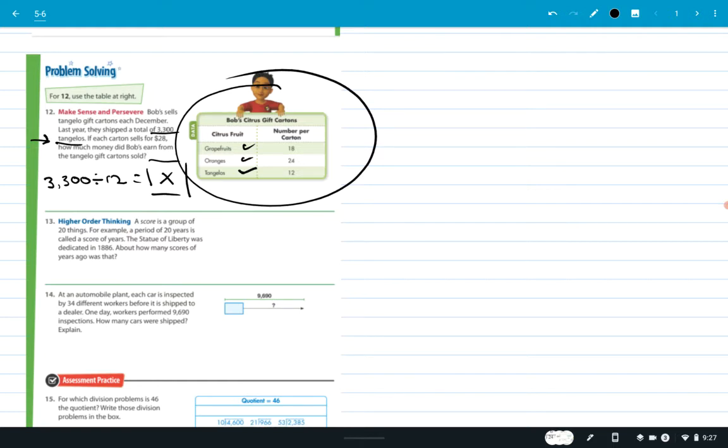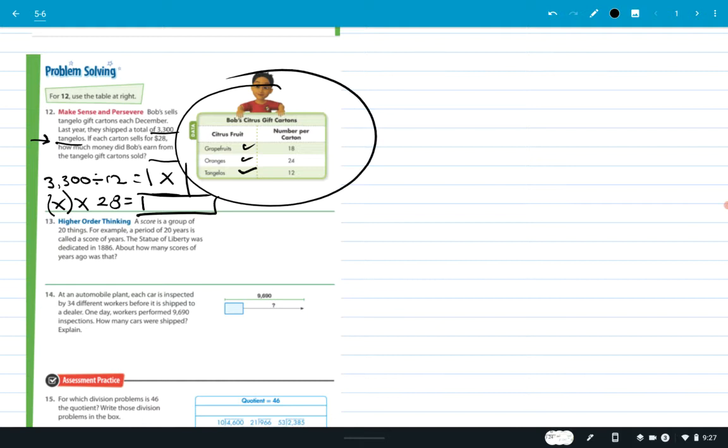Okay. X is going to be multiplied by, I heard several of you say it, 28. And then you're going to get your final answer. That will be the answer to number 12. So I set that up for you.